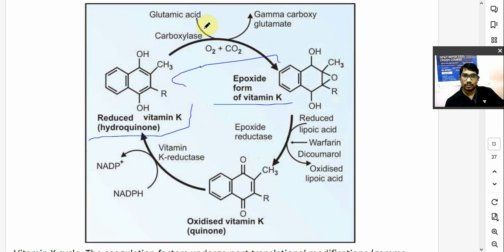बाद में फिर इसका रिडक्शन होता है. Vitamin K epoxide reductase will convert it again into reduced vitamin K, okay? And that is inhibited by warfarin and dicoumarol, okay? And this cycle will again be completed. So that's why vitamin K is required for the synthesis of blood clotting factors. So remaining points we will see tomorrow.